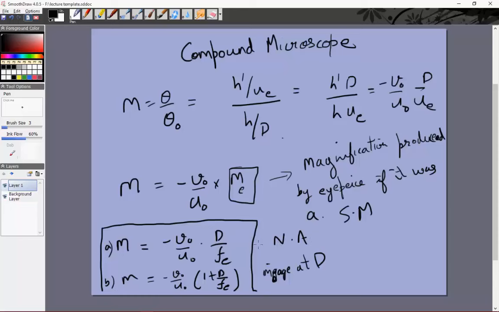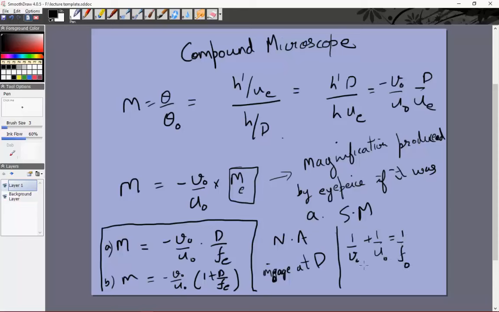Right. Now we can simplify it a little bit further. For the objective, we know that 1 by V naught, that is 1 by V, minus 1 by U, or you can write it as plus 1 by U naught, because U would be negative, is equal to 1 by F naught, where this is the equation for the objective. Right. For the objective, we can get V naught by U naught is equal to, we take this here, multiply the whole equation by V naught by F naught minus 1.